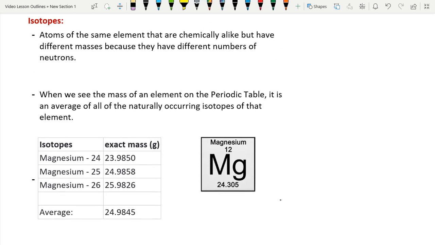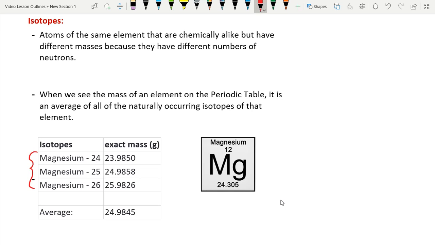For isotopes specifically, if we look at something like magnesium, magnesium has three different naturally occurring isotopes. We can have magnesium with a mass of 24, 25, or 26. Now each of those has an exact mass that's slightly different than that because we just said earlier that protons and neutrons have the same mass as each other and it's both about 1. However, it's not exactly 1, so that's where this exact mass comes into play here.